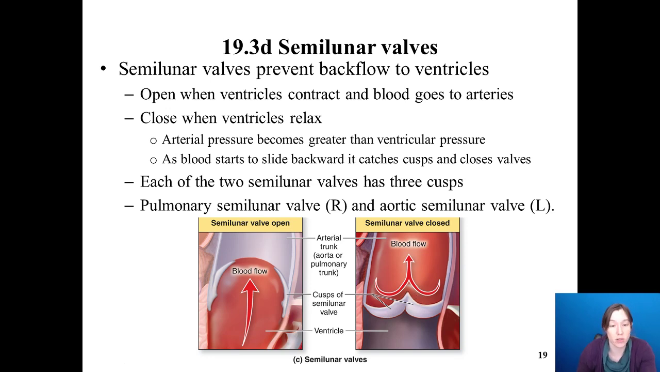Each of the 2 semilunar valves has 3 cusps. The pulmonary semilunar valve on the right is between the right ventricle and the pulmonary artery, and the aortic semilunar valve on the left is between the left ventricle and the aorta.